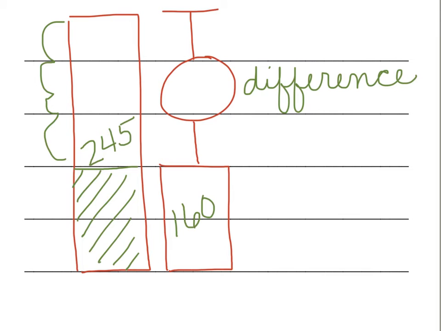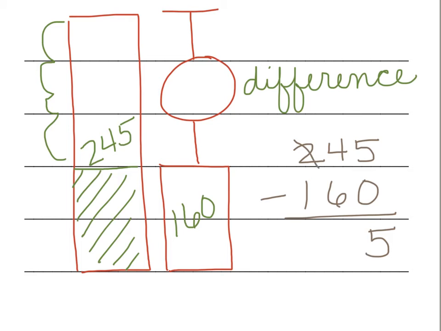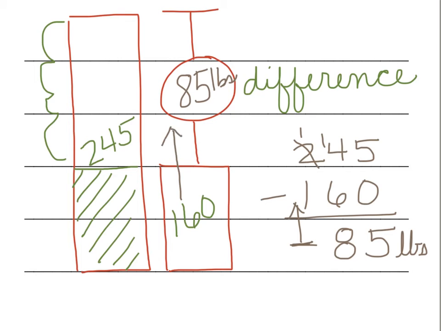So to find that, I have to take my 245 biggest minus smallest equals difference. Now watch your basic subtraction rules. All of those things are going to be important. 85 pounds. Okay, so the difference would be 85 pounds. Because, look, 85 plus the 160 is going to give me the total of my big. So that's why it's laid out. Bigger, larger, smaller, difference.